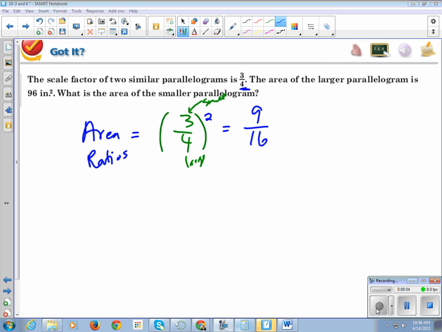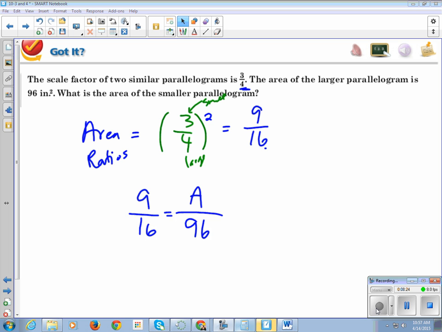Then remember we got small on top, large on the bottom. We're going to say that 9/16, they want the area of the small one, so small is going to be our A. And the area of the large one is 96. All I have to do is solve this simple proportion, cross multiply, divide by 16.